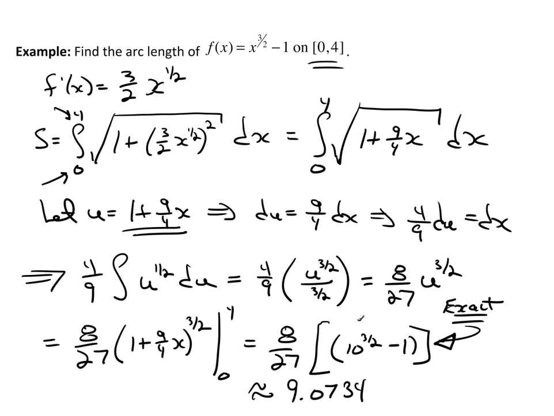Unless it's like a word problem and we need to know, you're not going to go down to Home Depot and say, all right, I need 9.0734 feet of rope. I'm sorry, you're not going to go to Home Depot and say, I need 8/27 times 10 to the 3/2 minus 1 feet of rope. You're going to say, gosh, I need a little bit more than 9 feet of rope. So the approximation is useful in that instance.